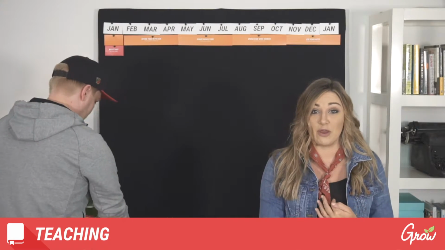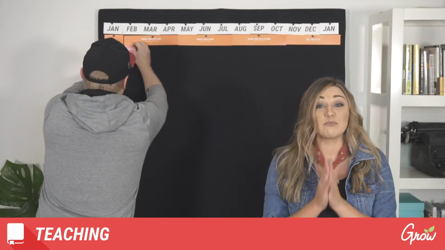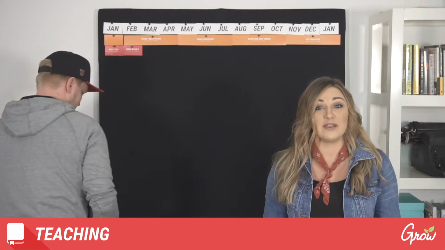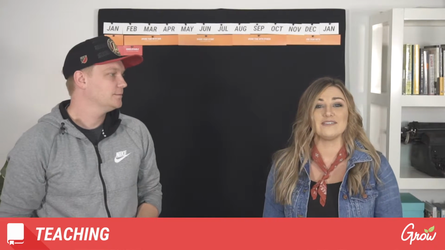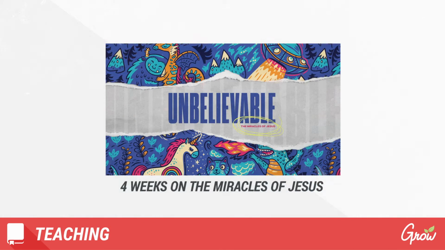Now in February, that's where we really kick things off with the Grow Scope and Sequence, now that you've got your launch month covered. So remember, the spring quarter is all about spending time with God, which is one of the reasons we like to make sure we're teaching about Jesus during that quarter, because Jesus, of course, is the one who makes it possible for us to be close to God and to spend time with him. So in February, we'll spend a month looking at the miracles of Jesus from the Gospels in a series that we're calling Unbelievable. All right.